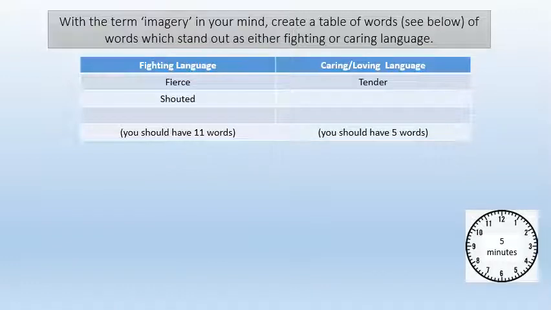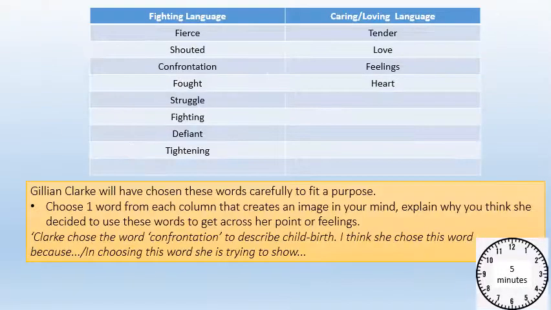Right, now with the term imagery in mind, that's something that sparks off one of the senses. Create a table of words, as I've begun doing there, which stand out as either fighting or caring language. So you've got fighting down one side and caring down the other. There's 11 fighting words and 5 caring, loving words. That shouldn't take you more than 5 minutes, and by this time you should be very familiar with this, I think, rather good poem. And here we are.